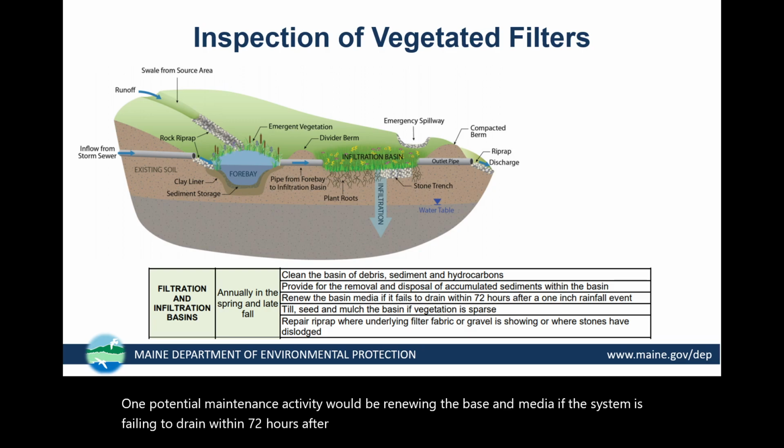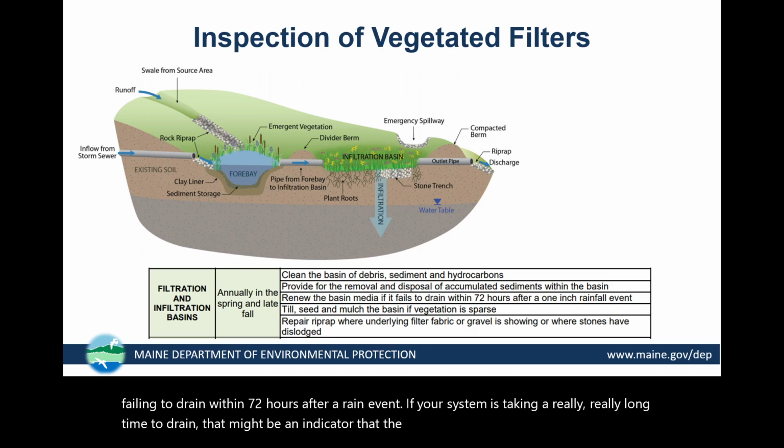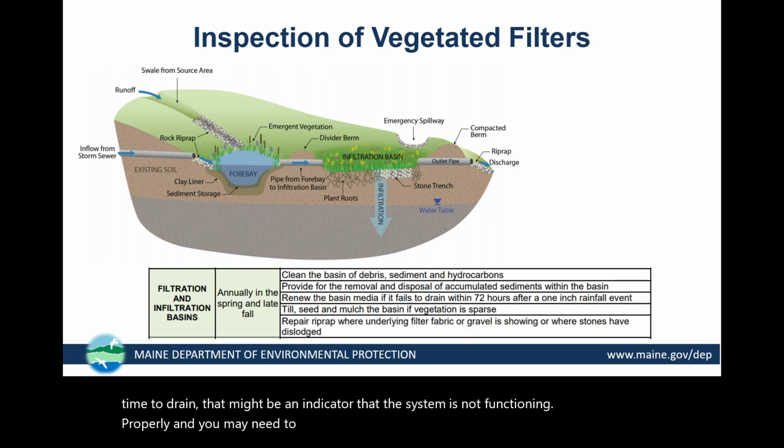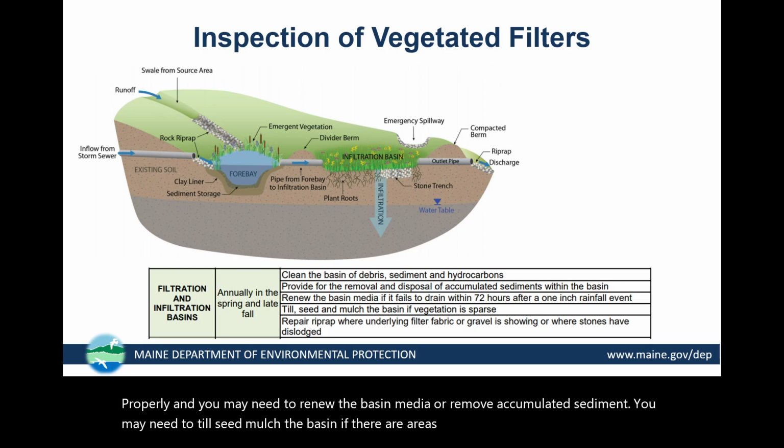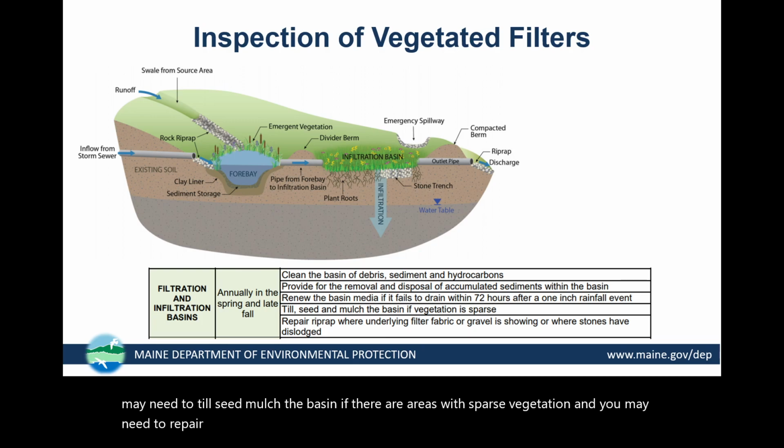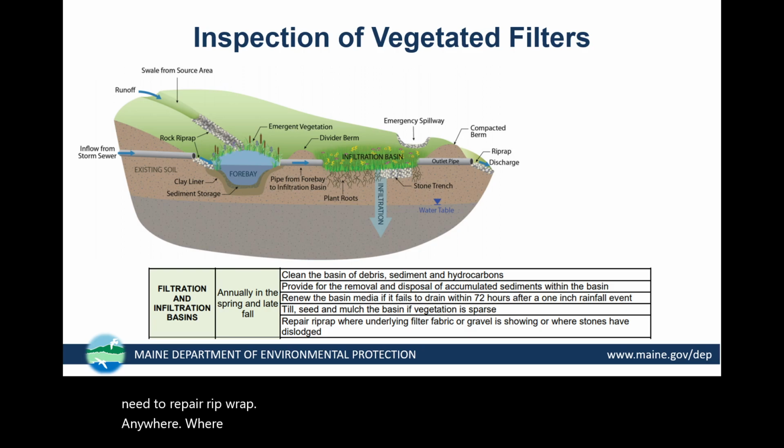after a rain event. If your system is taking a really, really long time to drain, that might be an indicator that the system is not functioning properly, and you may need to renew the basin media or remove accumulated sediment. You may need to till, seed, mulch the basin if there are areas with sparse vegetation, and you may need to repair riprap anywhere where underlying filter fabric or the liners are exposed.